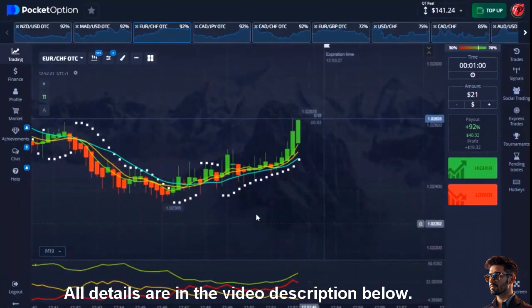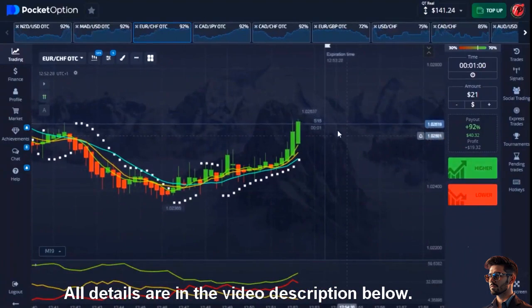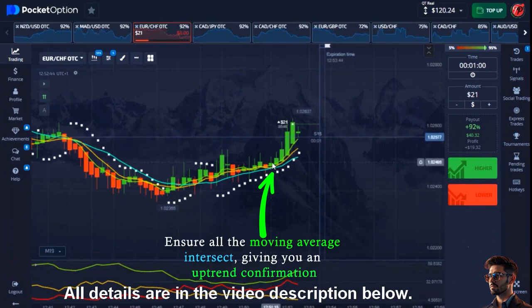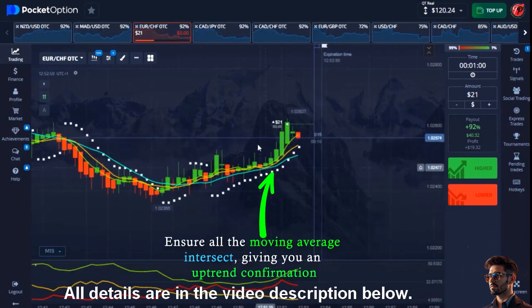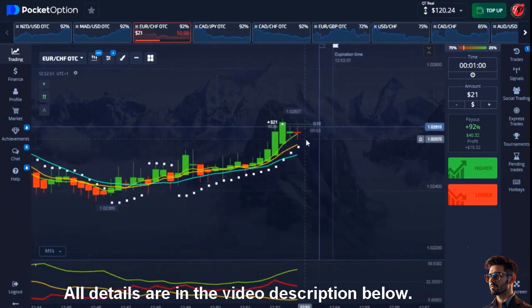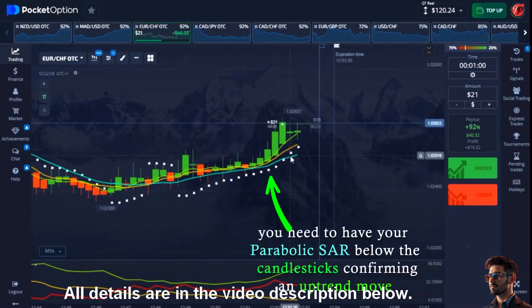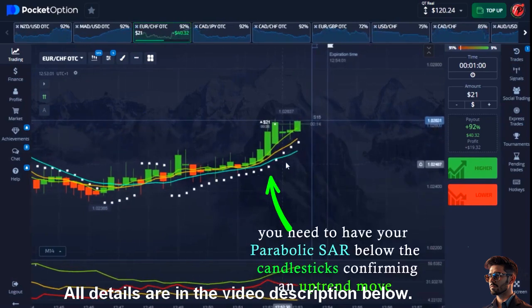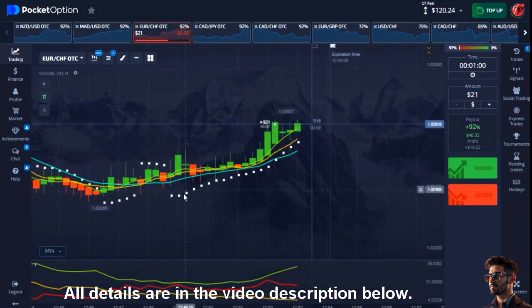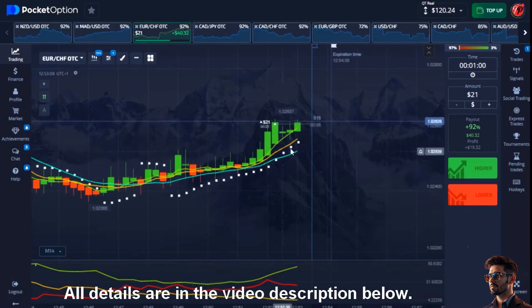Okay, guys, over here I'm going to enter another trade right there. As you can see right here, the 3 moving averages actually intersect each other. Always make sure that the 3 actually reach each other, and that both are giving you an uptrend confirmation, just like what is happening right there. And not only that, confirming the trend of your parabolic SAR is very important. Make sure that you have your parabolic SAR below the candlestick, and they are giving you a strong uptrend.